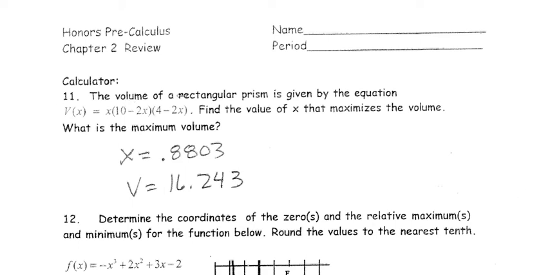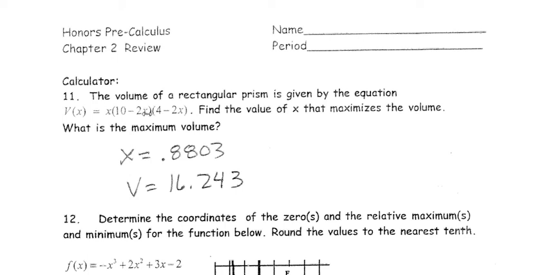So finding the volume of a rectangular prism is given by this equation right here, and we need to find a value x that maximizes the volume. If we're using the calculator, just type that all in. Looking at it, we can see that it's going to be a cubic with a positive a value, because negative 2x and negative 2x give us positive 4, and then times that last x, we'll end up with 4x cubed as our leading coefficient.